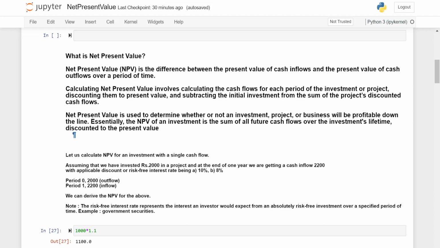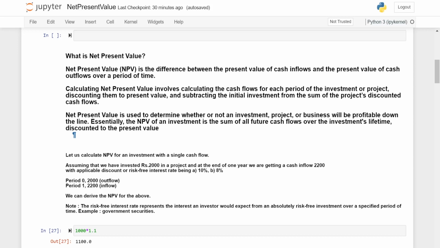Net present value is the difference between the present value of cash inflows and the present value of cash outflows over a period of time. Calculating net present value involves calculating the cash flows for each period of the investment or project, discounting them to present value, and subtracting the initial investment from the sum of the project's discounted cash flows.